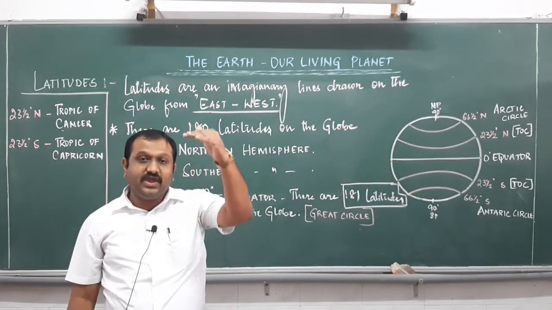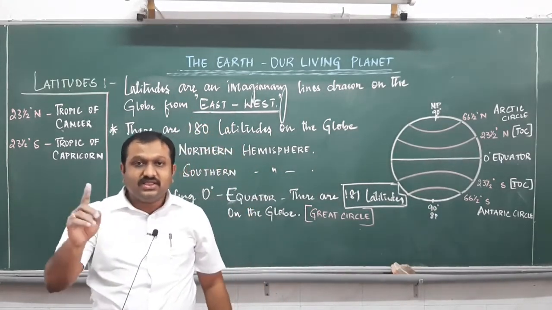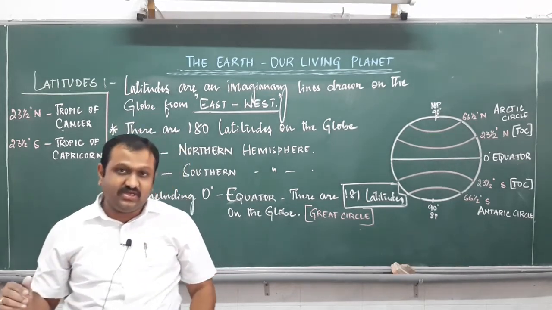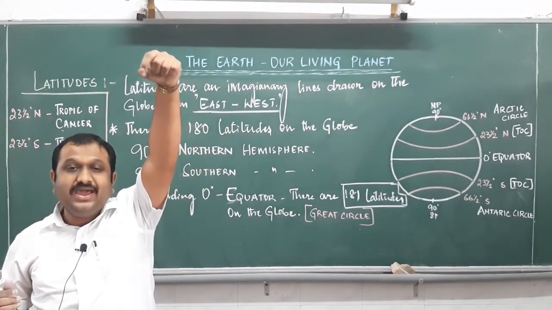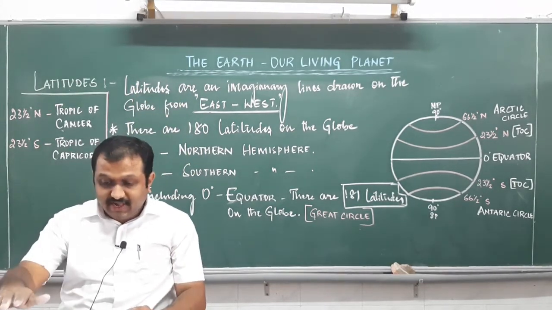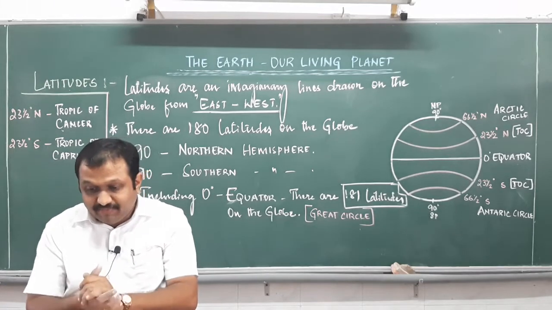As you go from the equatorial towards the polar region, the diameter of the circumference of those lines keeps on decreasing. When you go to the north pole, it is just a dot. Is it clear to you? So these are the important points to keep in mind, dear students.